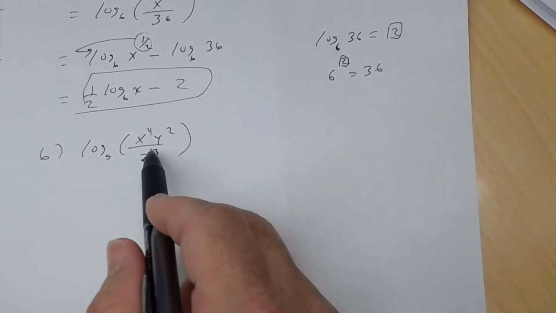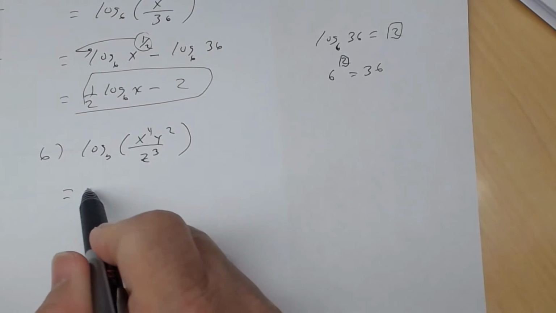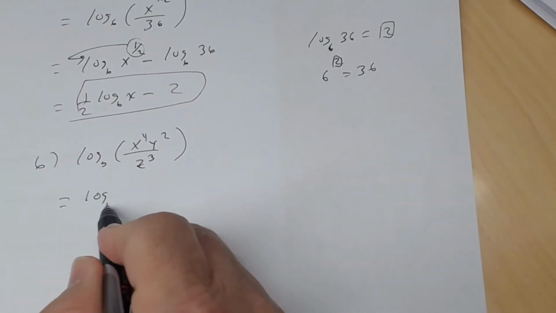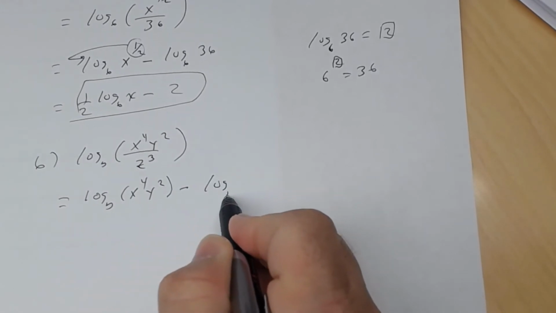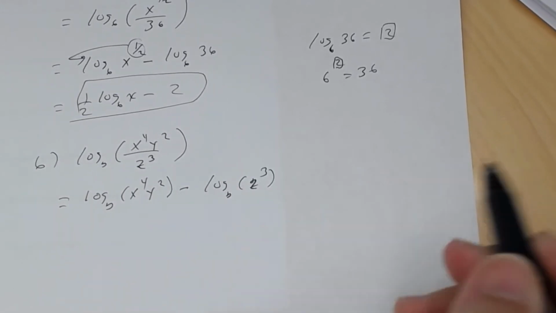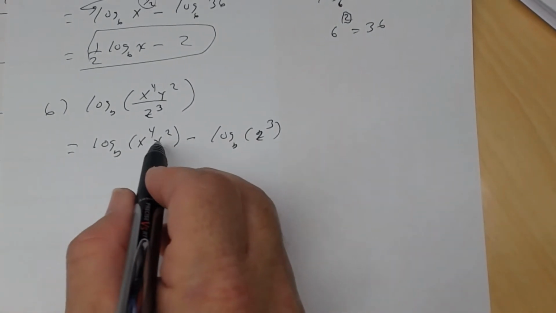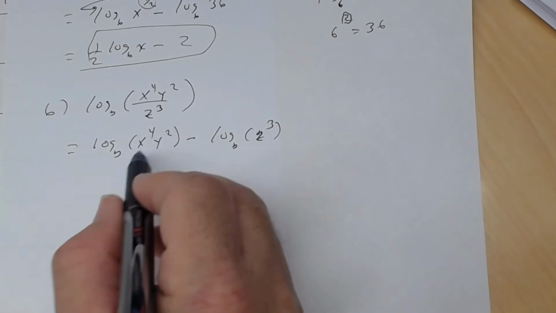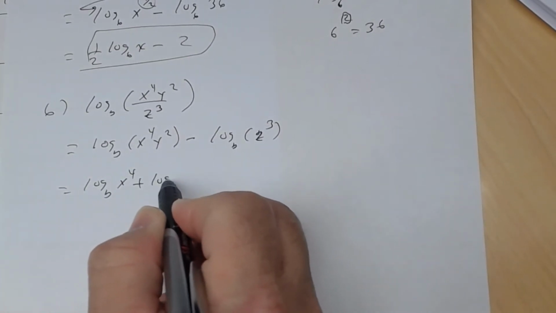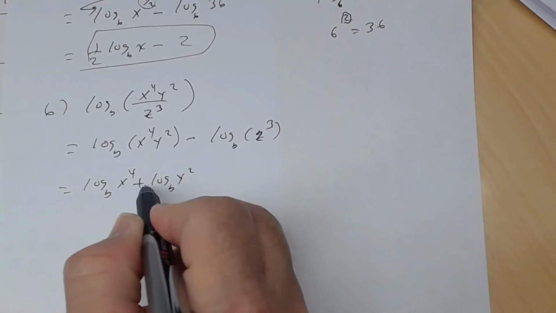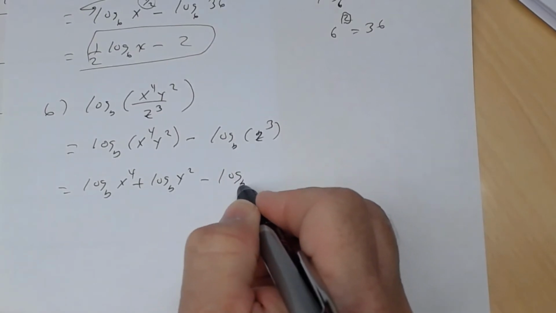And then you've got to use the quotient first, so the quotient will take precedence over the product. So I'm going to get the log base b of x to the 4th y squared minus the log base b of z cubed. So that's what it looks like: log of the numerator minus the log of the denominator. Now again, I've got to use the product here before I use the power. So it'll be the log base b of x to the 4th plus the log base b of y squared. So I use the product here. Minus, I'm just going to rewrite this over.